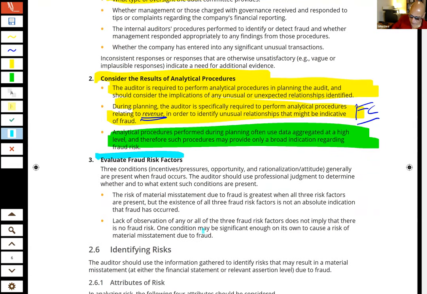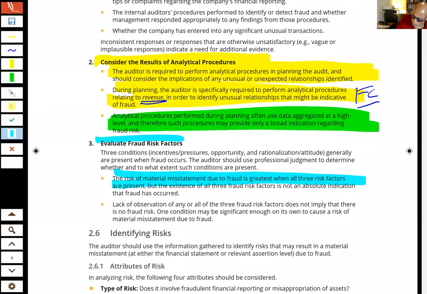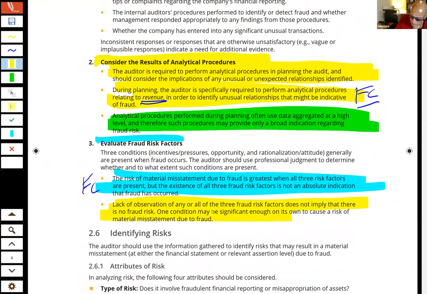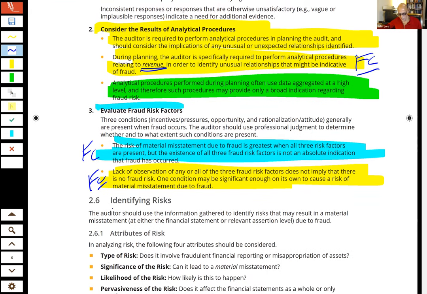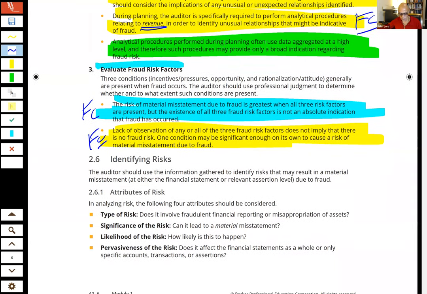Good. Now we come down and we evaluate the fraud risk factors, and let's take a look at that. They tell us here that if we don't see the fraud risk factors, that is not an indication that fraud has not occurred. It's greatest when all three factors are present, but the existence of all three factors is not an absolute indication that fraud has occurred. And the opposite is what I'm highlighting now: the lack of observation of the fraud risk factors doesn't mean that you don't have fraud, right? That's kind of obvious, but flashcard that, because that's one of those weirdly worded things that they put in a question and it's confusing, but I think that's pretty obvious.